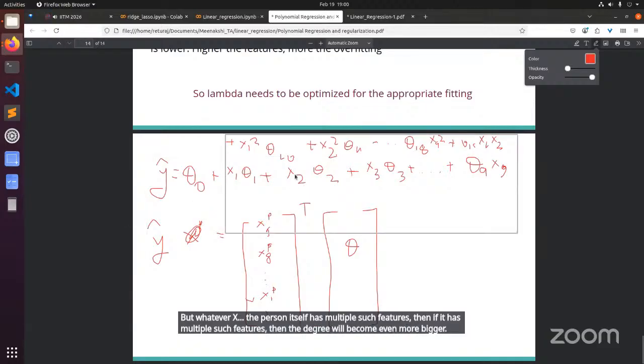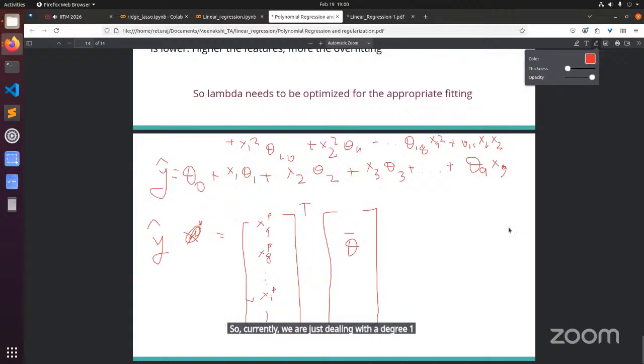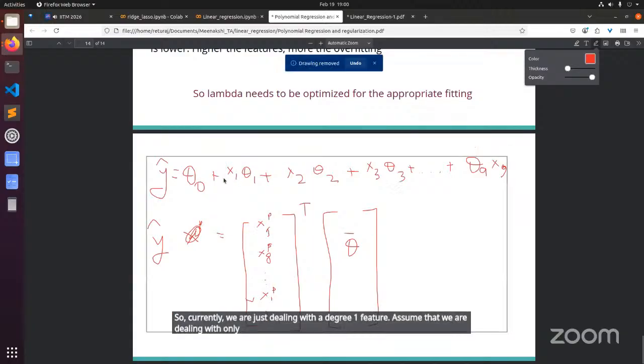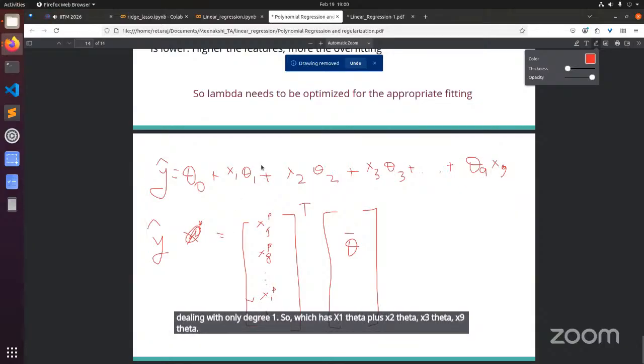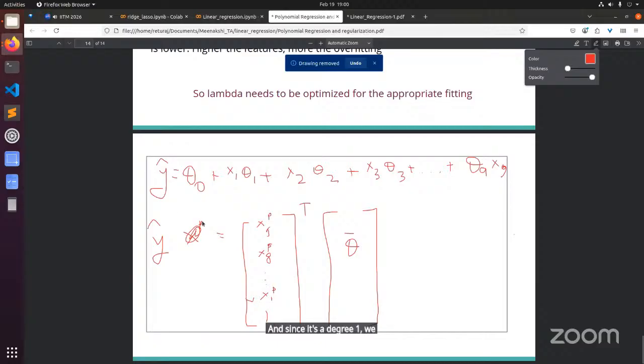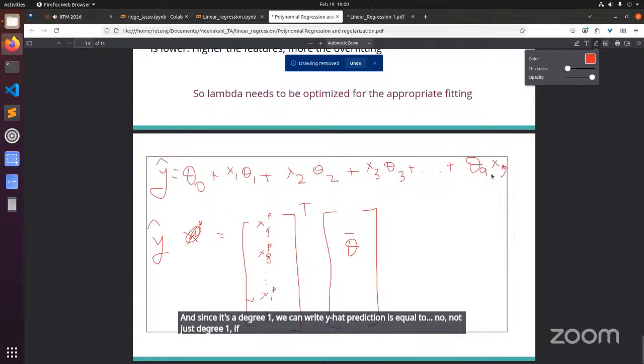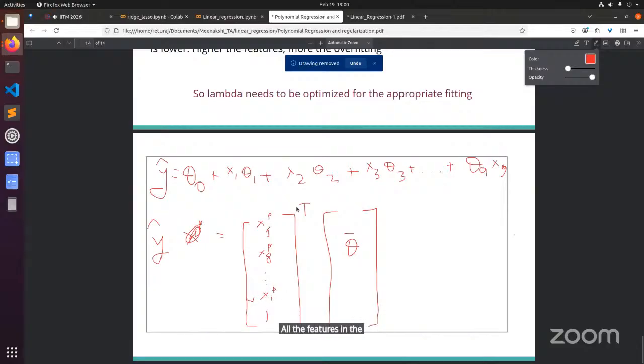So currently we are just dealing with a degree 1 feature. Assume that we are dealing with only degree 1, which has x1 theta plus x2 theta, x3 theta, x9 theta. And since it's degree 1, we can write y hat prediction is equal to all the features of the person x transpose times theta.